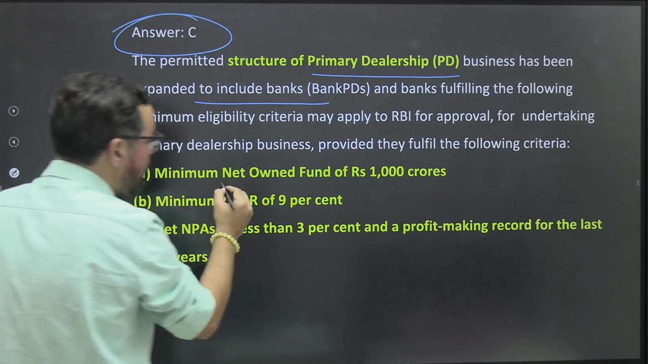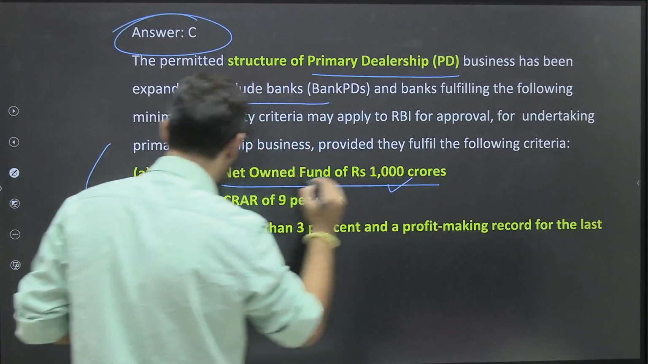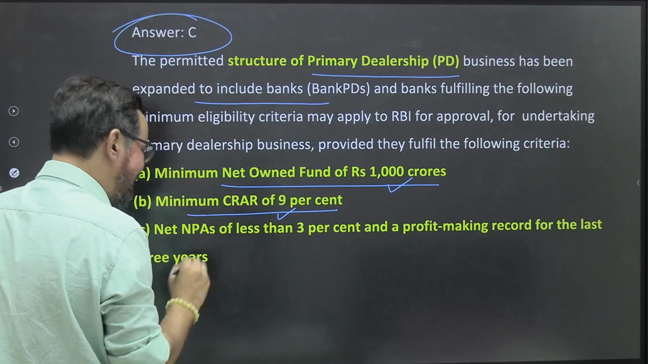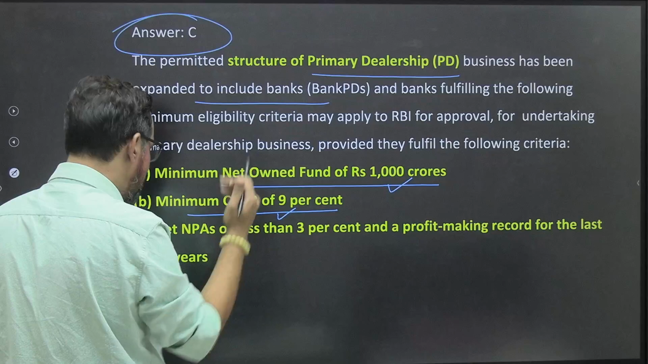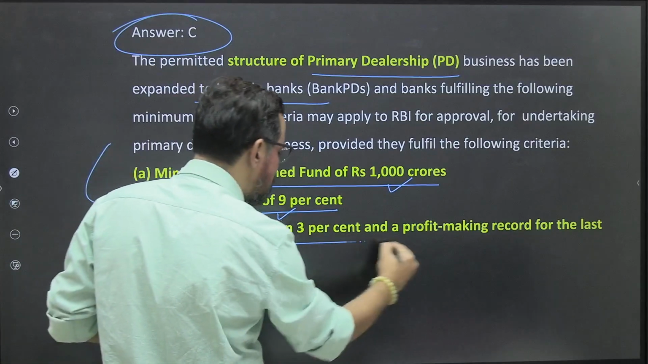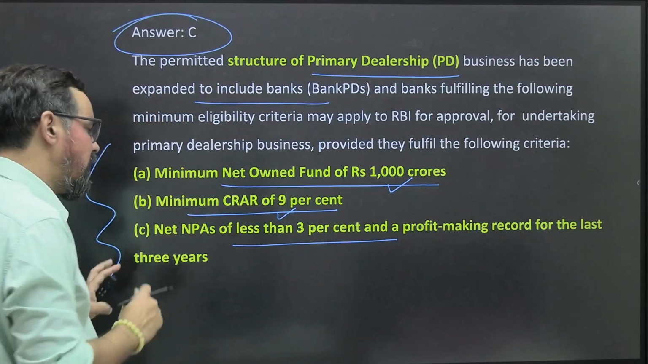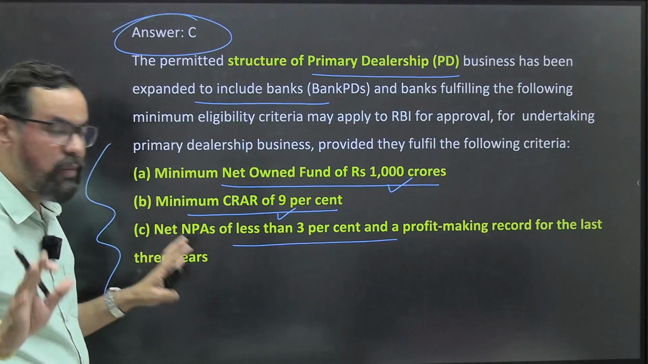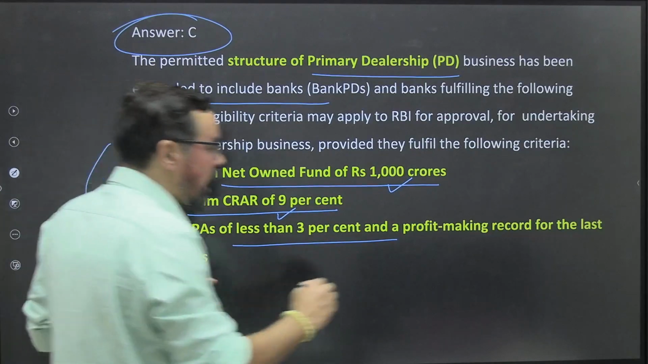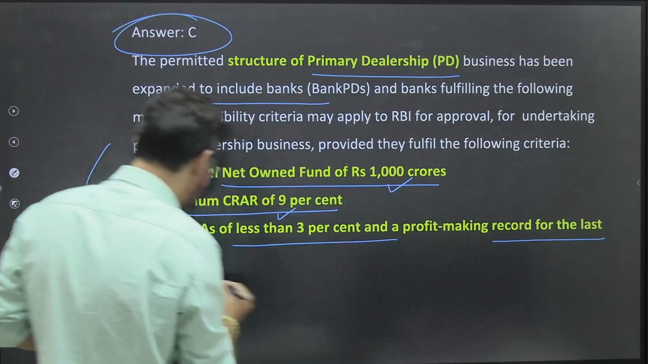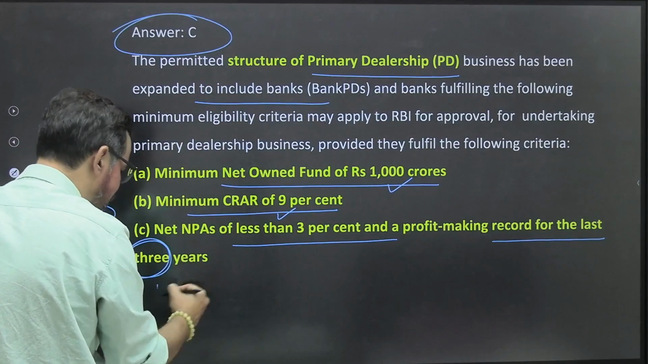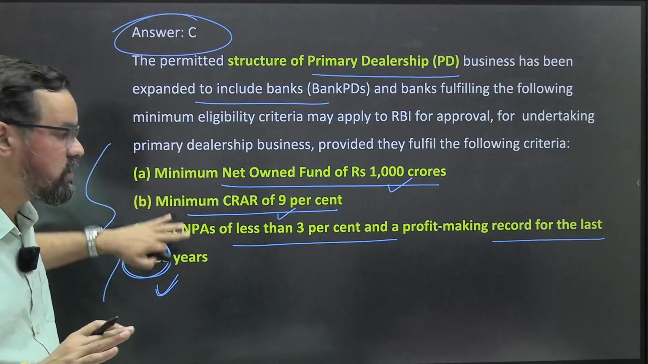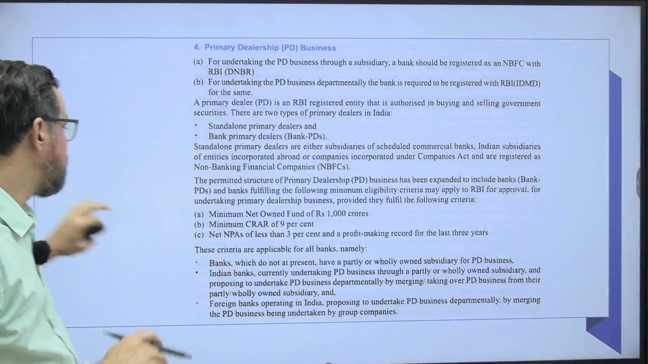ठीक है, so the bank must fulfil the following minimum eligibility criteria. One is minimum net owned funds of 1000 crores, CRAR of minimum 9%, ठीक है. Net non-performing asset should be less than 3%, and profit making for the last 3 years. ठीक है, यहाँ वहां पर क्या लिखा था, 5 years. So these are the guidelines. There was one question based on this in your just previous year paper itself.